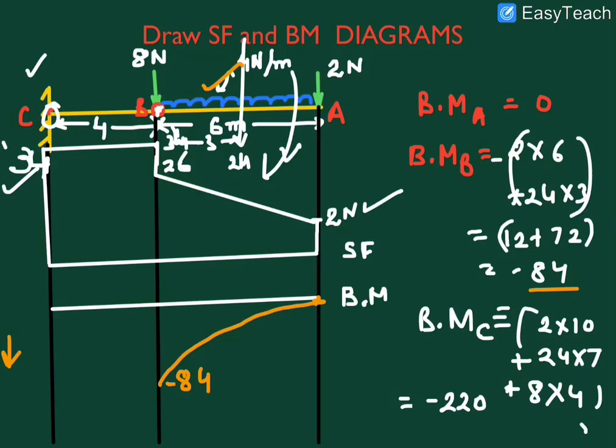Then there is a straight portion here. The beam is unloaded, so we draw an inclined line. This is 220. This is not a curve, this is an inclined line. Inclined line means when there is no UDL, then there is an inclined line. You can complete this graph like this and just place the value here. This is minus 220. Now this is the bending moment diagram for this figure. Okay, thank you, bye bye.